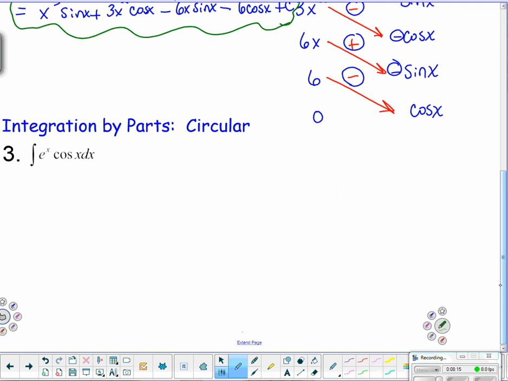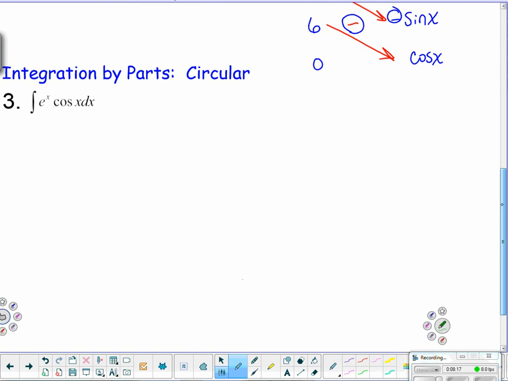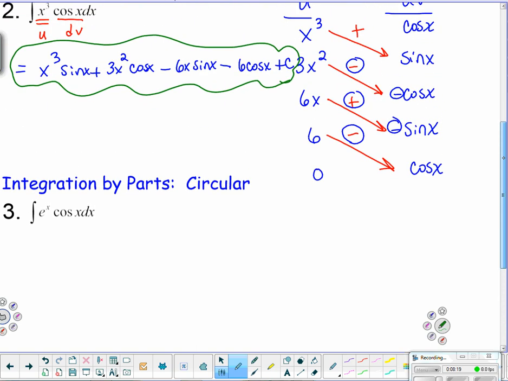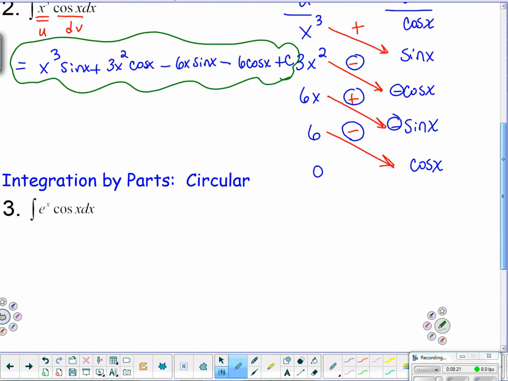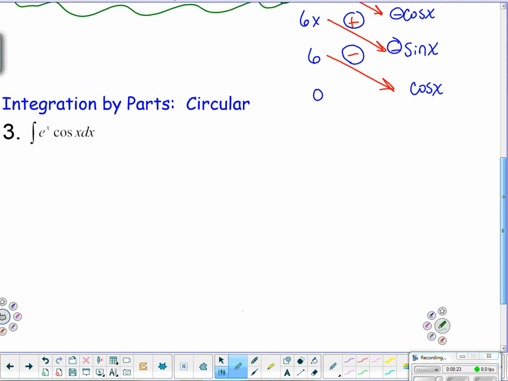Sweet. I don't think you need more problems on that, but the type that can be done are those that end up being easily integrated and the derivative goes to 0.